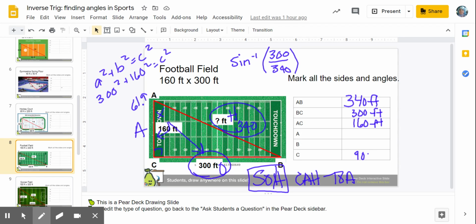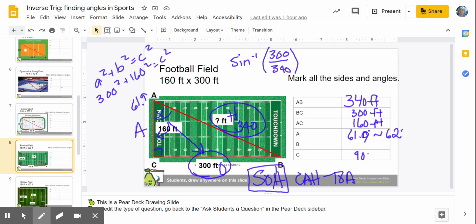61.9. And that makes sense because it's opposite the 300, which is the biggest side. Well, it's the biggest leg. So that 61.9 makes perfect sense. 61. You can, yeah. 62 degrees. That's a 9, by the way, even though it doesn't look like a 9.